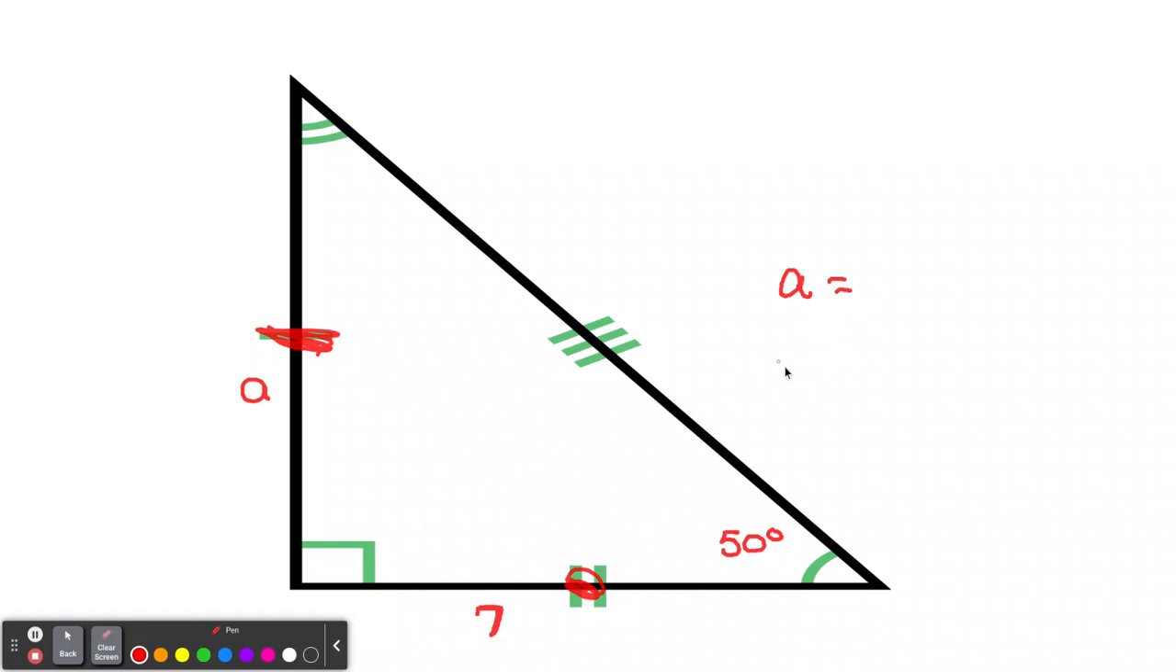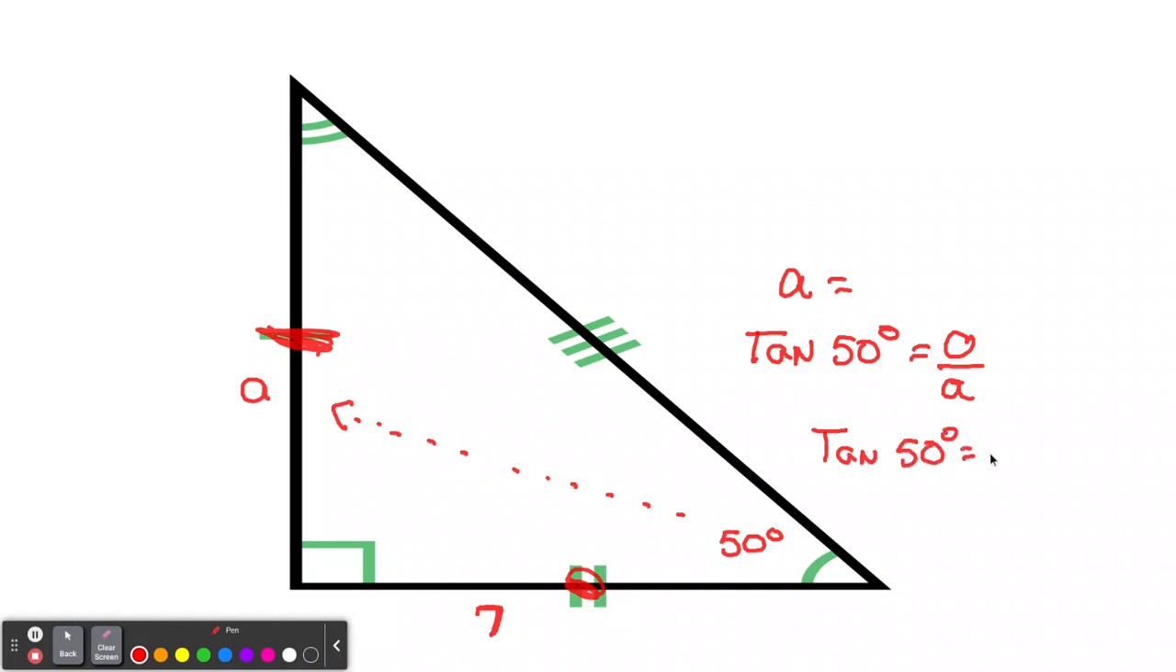What ratio can we use? Well, we have 50 degrees. We don't know the opposite. We're trying to find the opposite. But we do have the adjacent, 7. So we could use tan. We can use tan 50 degrees, because we have an opposite over adjacent. So tan 50 degrees, we don't know what the opposite is, but the adjacent is 7. So we can just multiply up. Multiply that up in your calculator, and you'll get A equals about 8.342.